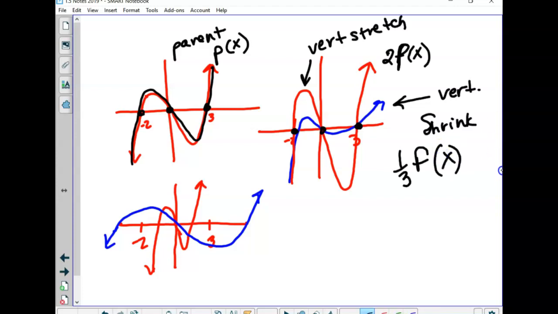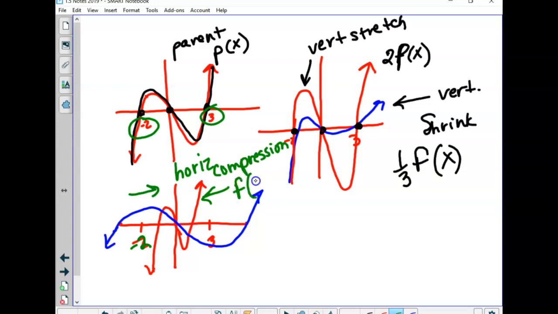All right, now let's go over here and talk about this one. If this is the parent again, what happened to this red one from up here down here? See, this is -2, and this is positive 3. But now negative 2 is over here, and positive 3 is over here. So what happened? It smushed in, yes? This one was shrunk in this way. So that is a horizontal compression. But when it's horizontal, it's the opposite of what it seems. So instead of putting a 1/2 in here, what goes in here would be like a 2.